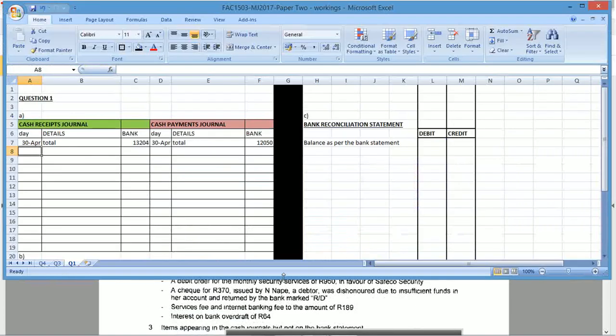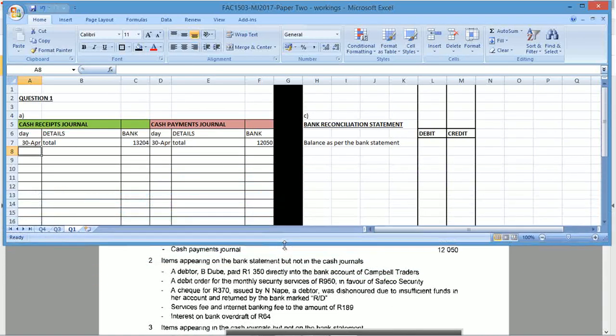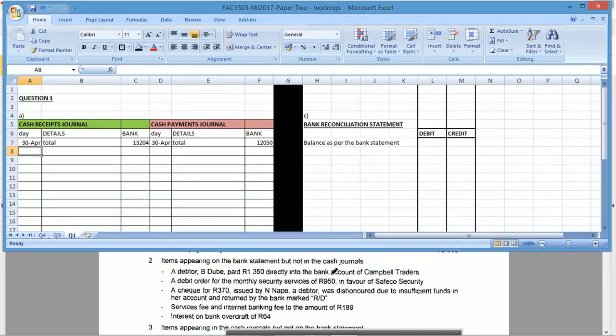Next, items appearing on the bank statement but not in the cash journals. So if it's not in our journals, do we adjust or reconcile? We adjust. Adjust means you record it in your journals. Reconcile means you process it in the bank recon.